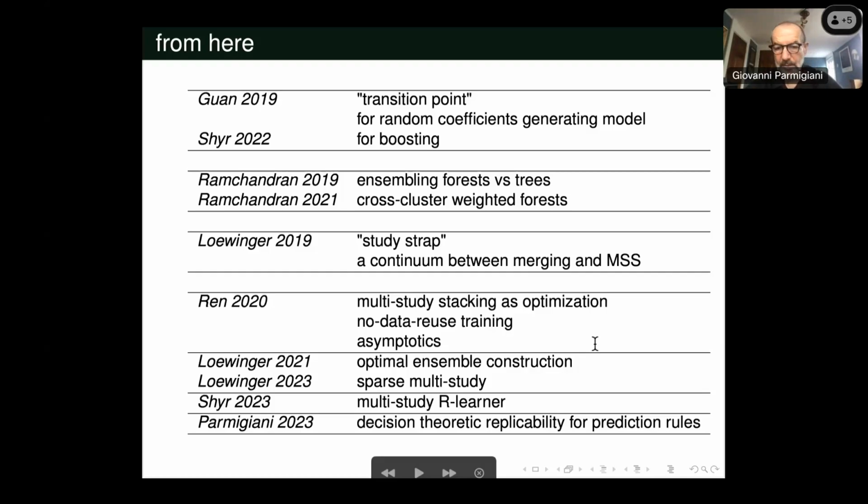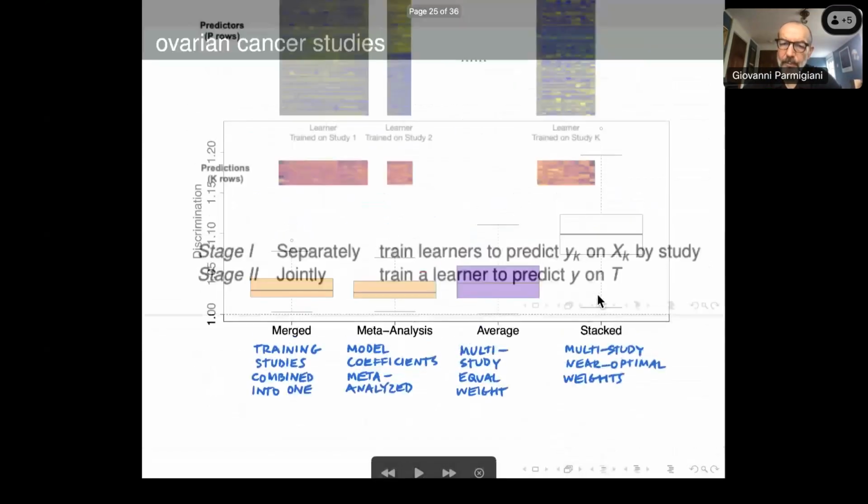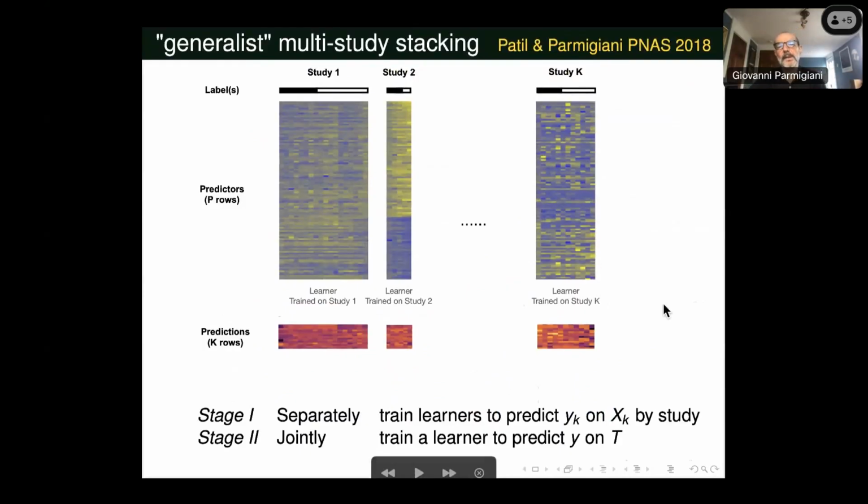So 11:26, 4 minutes. I think the wisest thing is to just go over the cross cluster weighted forest. Before we do that, let me remind you where we are. So this architecture, which I explained quickly, but I hope it's simple enough that you can grasp it. You first train K algorithms. You pick a trainer, train it separately on case subsets, in this case the studies, and then at the second stage you merge and stack.